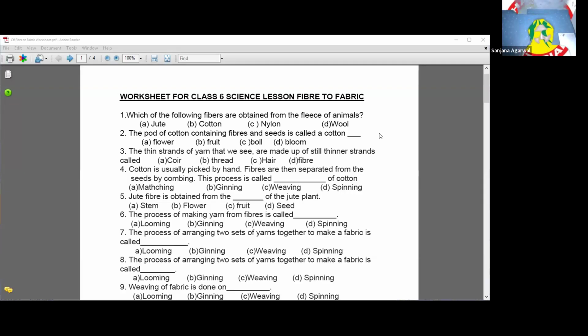Fifth, jute fiber is obtained from dash of fruit plant. Okay, great, Neha. Good, Trilokya. Fine. Six, process of making yarn from fiber is called. Dear, we are just making yarn from fiber. Sorry, Mom, I kept the answer for the seventh.